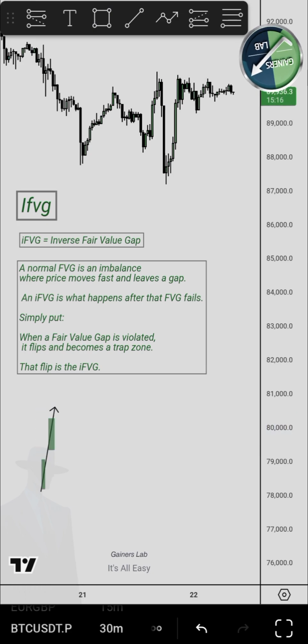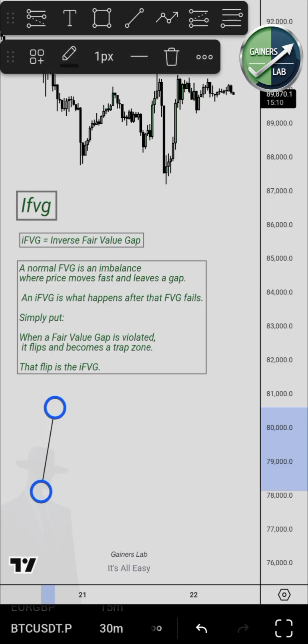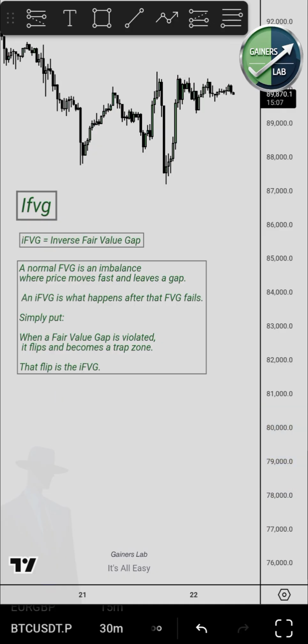That's an FVG, right? And we have different examples of that, which you will see in most of my lessons online. Right now, an IFVG is what happens after that FVG fails. FVG normally fails most times, not all the time, but in most scenarios it fails. So to put it simply, when a fair value gap is violated, it flips and becomes a trap zone. That flip is what we call IFVG.